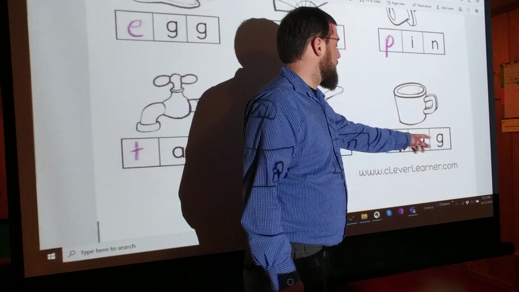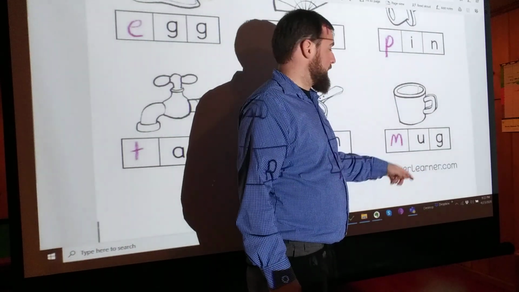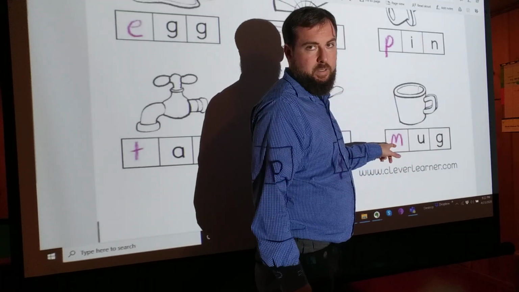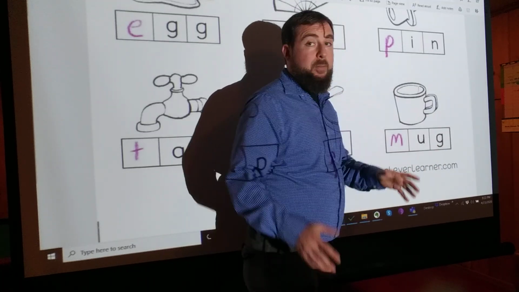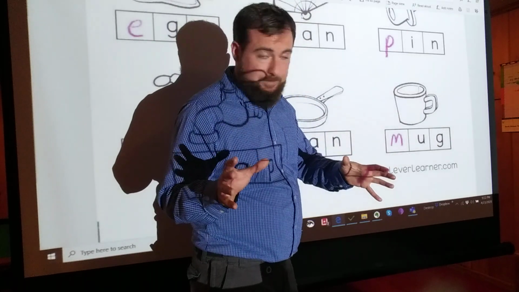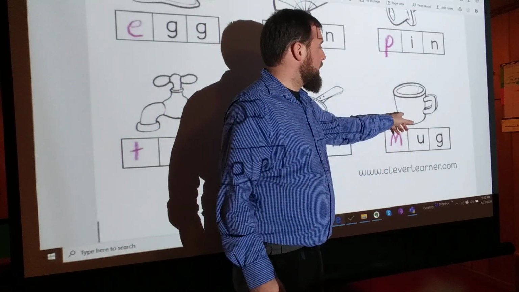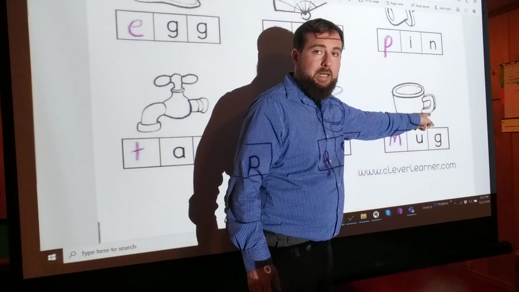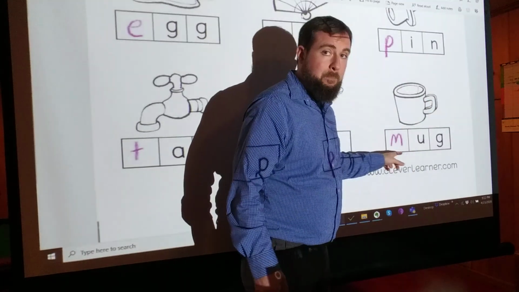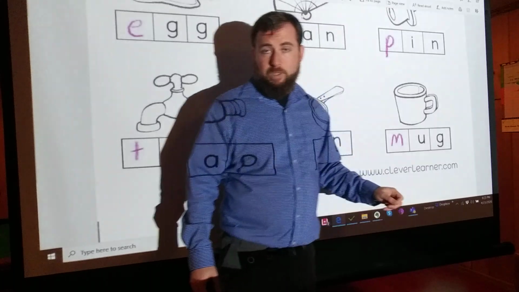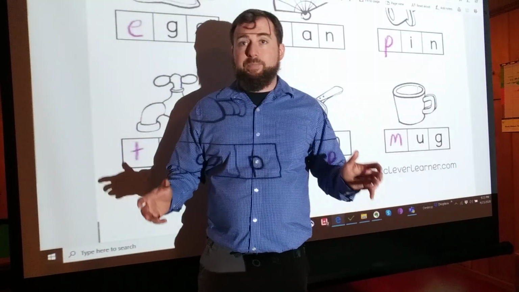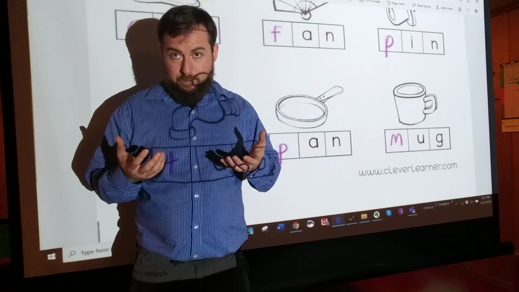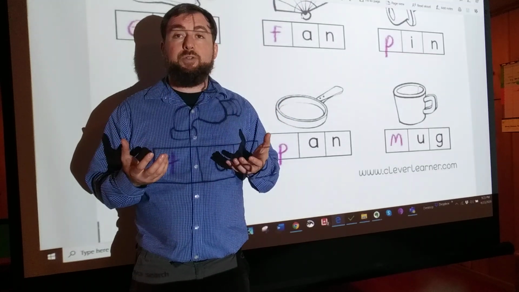Finally, mug. M-U-G. M for m in mug. Now, maybe you wanted to say cup, but cups don't have this handle here. This handle at the end there, that's what makes it a mug. Remember? Okay, good work.